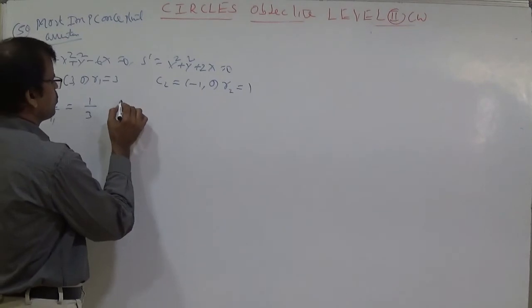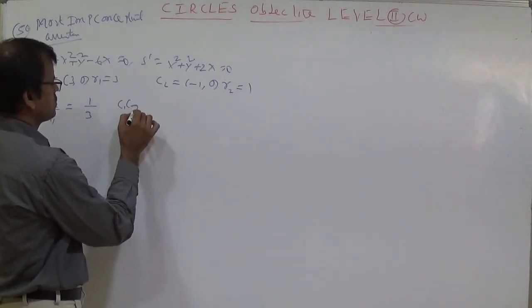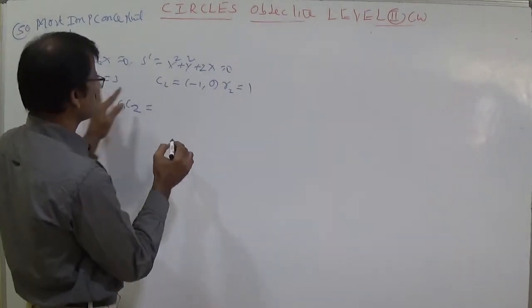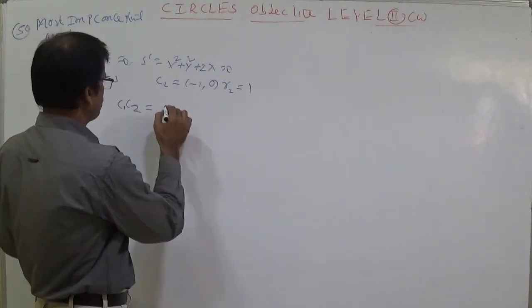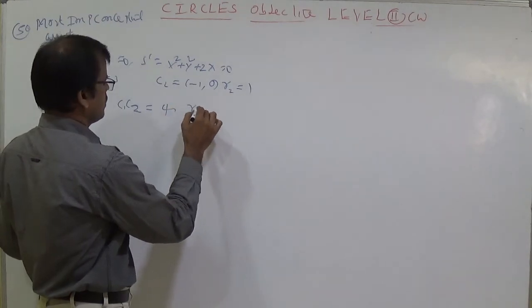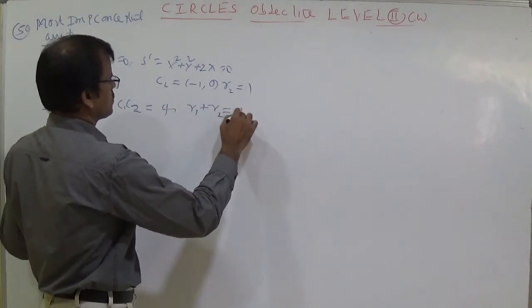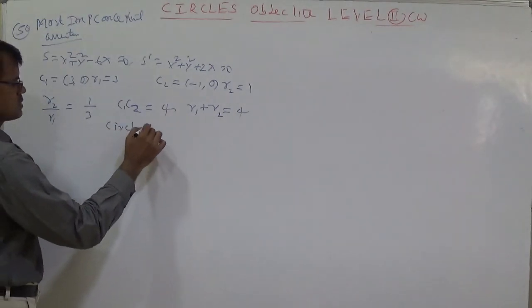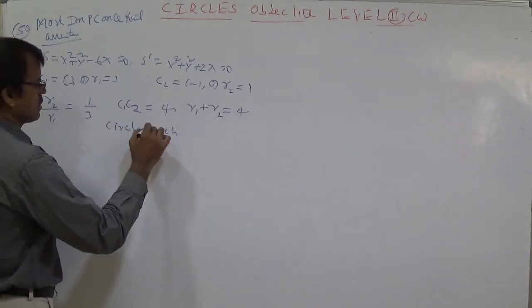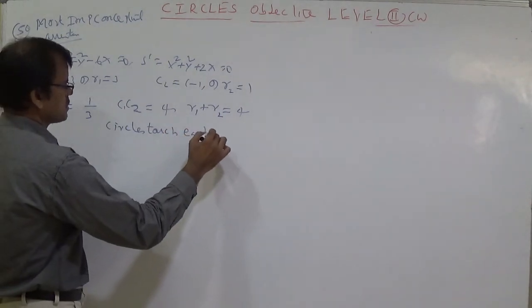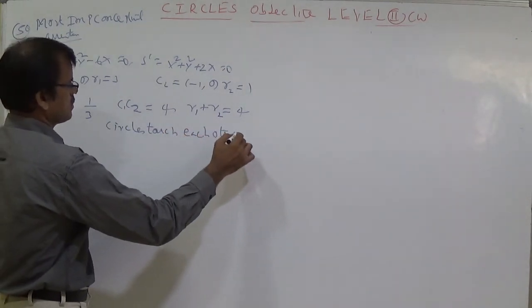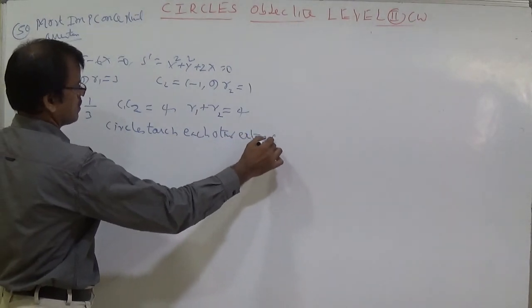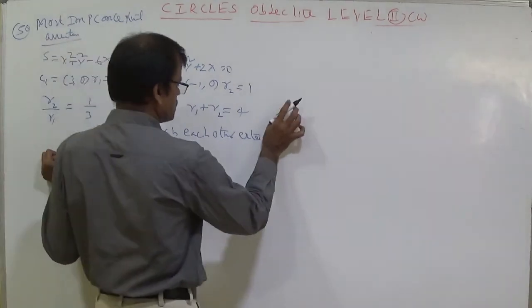Let us discuss the position of the circles. What is C1C2? It becomes 3 plus 1, it is only 4. C1C2 equal to 4. Now R1 plus R2 equal to 4. Whenever C1C2 is equal to R1 plus R2, circles touch each other externally.